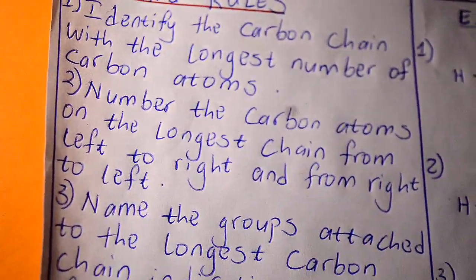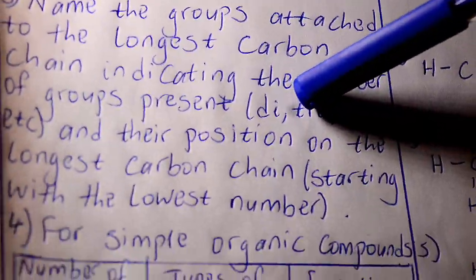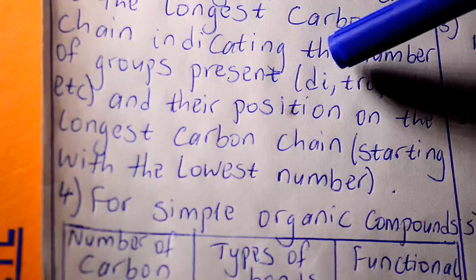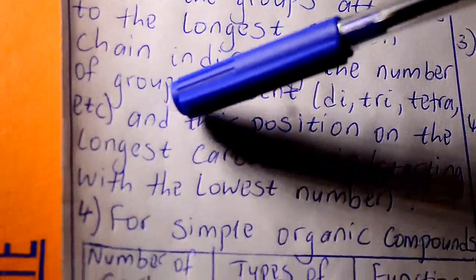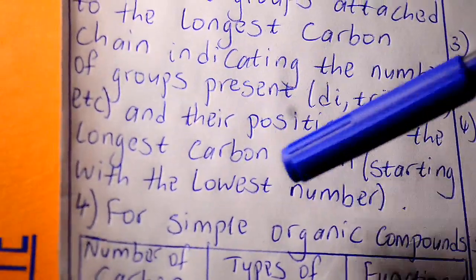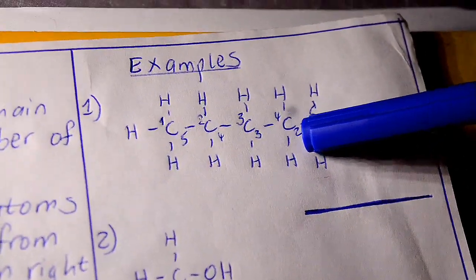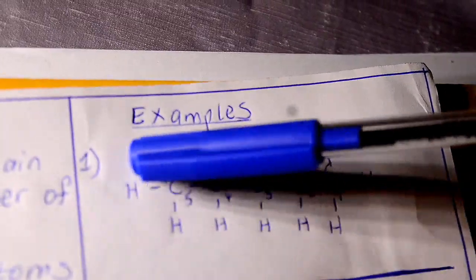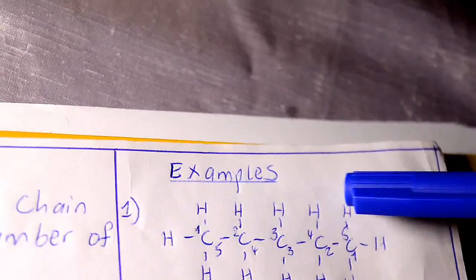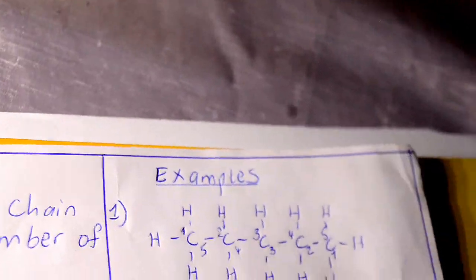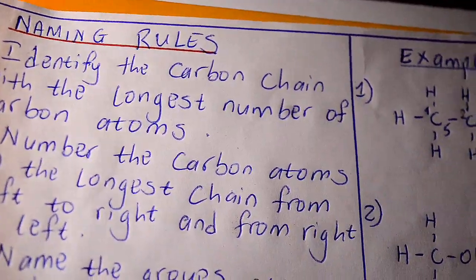Now rule number 3 says name the groups attached to the longest carbon chain, indicating the number of groups present with tri, di, tetra or anything, and their position on the longest carbon chain. This is the longest carbon chain here, already numbered, and there is no attachment on it. Remember, hydrogen atoms are not attachments. You get me? So there's no attachment here, so this step does not apply here.